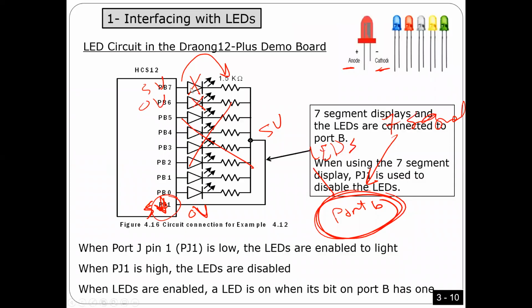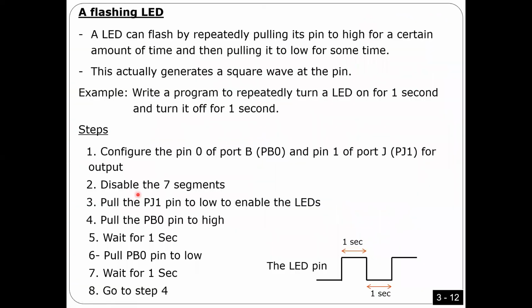As you see here, the LEDs are connected to port B, right? So every pin in port B is connected to one LED. You can turn it on and off, for sure, if they are enabled. Now in this program, I want to teach flashing an LED. This means I want to turn the LED on for 1 second and then off for 1 second, on for 1 second, off for 1 second.